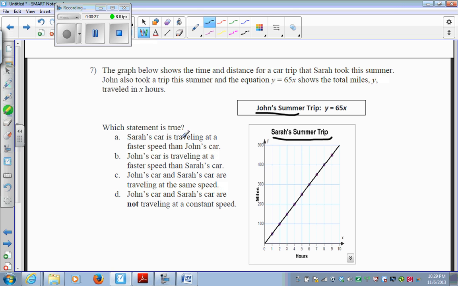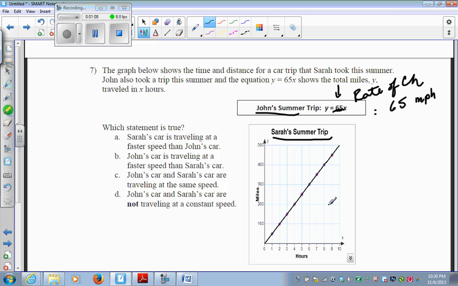Is Sarah's car traveling at a faster speed than John's car? So we need to look for both of the rates of change. Remember, when you have an equation in this format, the number in front of your independent variable, or your x, is your rate of change. So that means that for every hour, because that's our x value, John travels 65 miles. So the number of miles increases by 65 every single time an hour goes up. So his rate of change, which in this case represents his speed, is 65 miles per hour. So 65 is in front of the x.